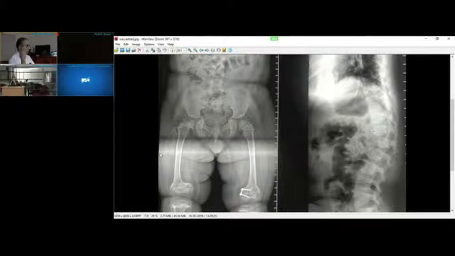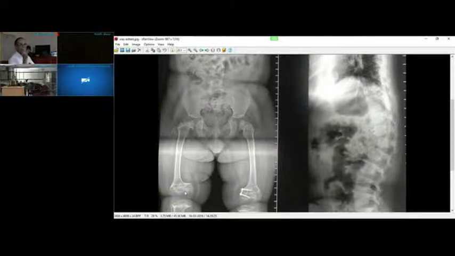Why is this not rickets? Density is normal. Yeah, very good. So bone density is near normal, right? In rickets, you would expect it to be less. Trabeculae are also normal.